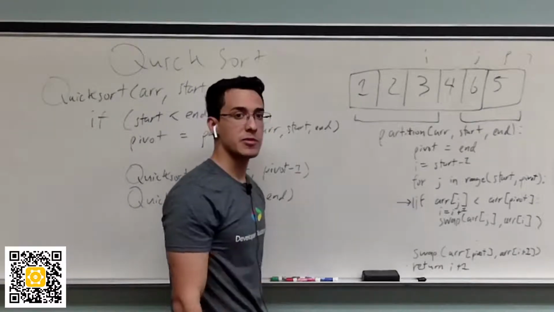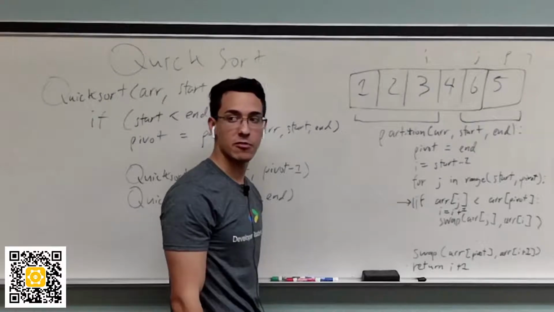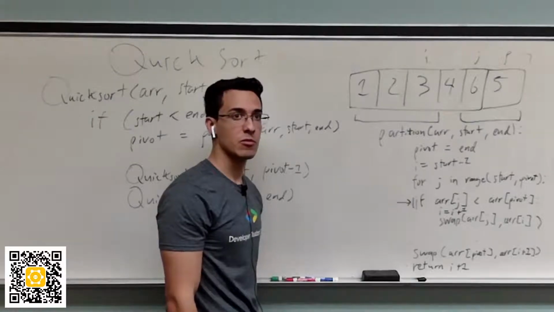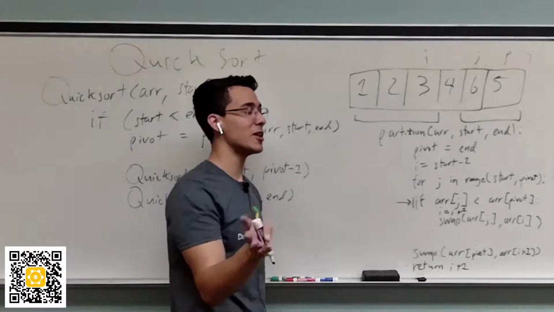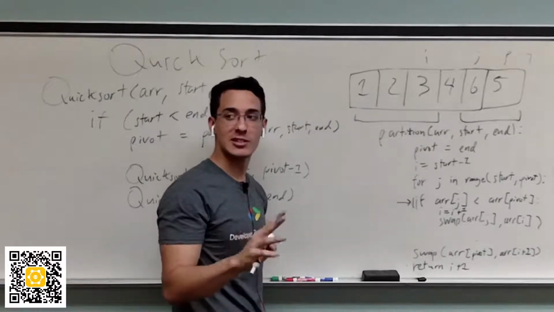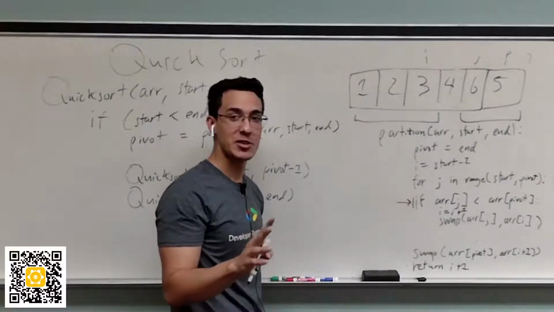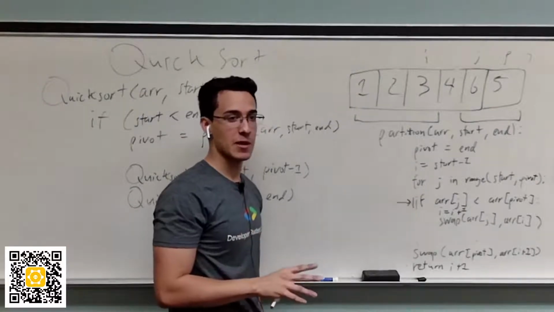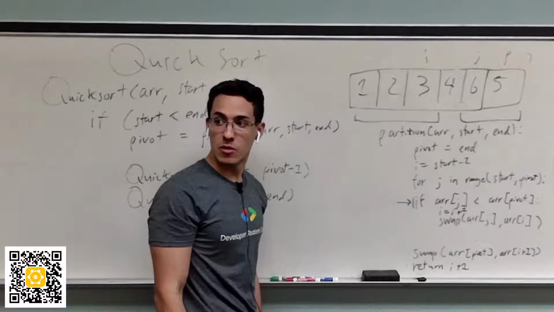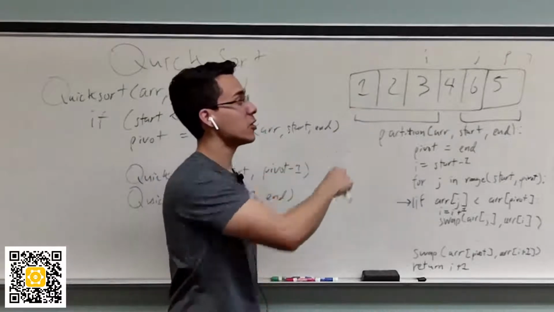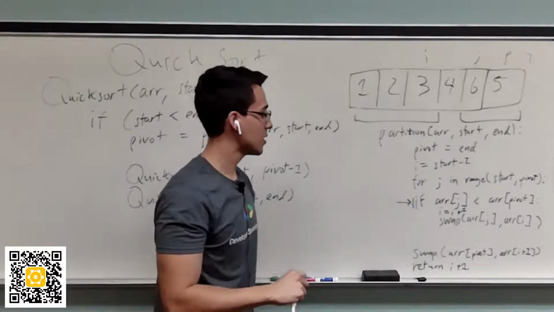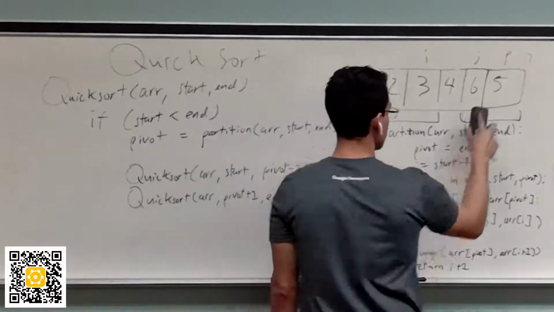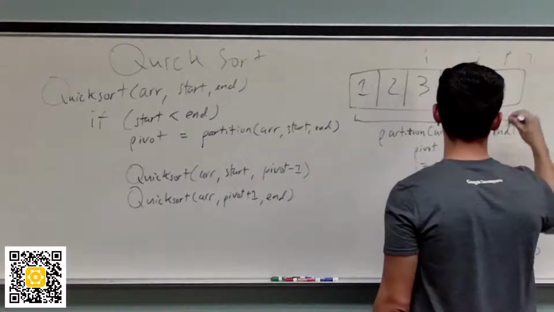Will this always happen? Would it always be cut in half? What do you guys think? No. Why? Because it could be repeating numbers. No, forget the repeating numbers. That's inconsequential to the question. It depends on the pivot. So it depends on the value of what the pivot was before. So let's say, I don't know, the pivot is an extreme.